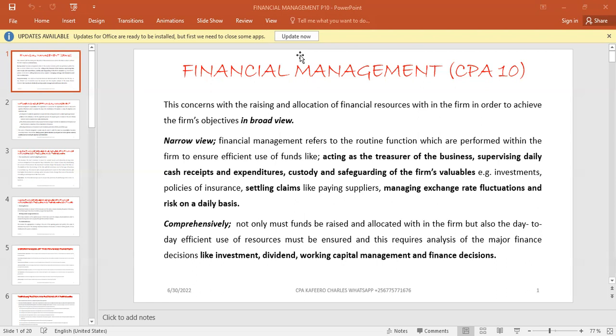And the other one is custody and safeguarding of the firm's valuables. The firm's valuables may be in terms of investments. We'll be able to keep the policies within the insurance, if, let's say, we are paid for certain insurance, or we have acquired some expensive items that need to be kept safe. Then the other one is settling claims.